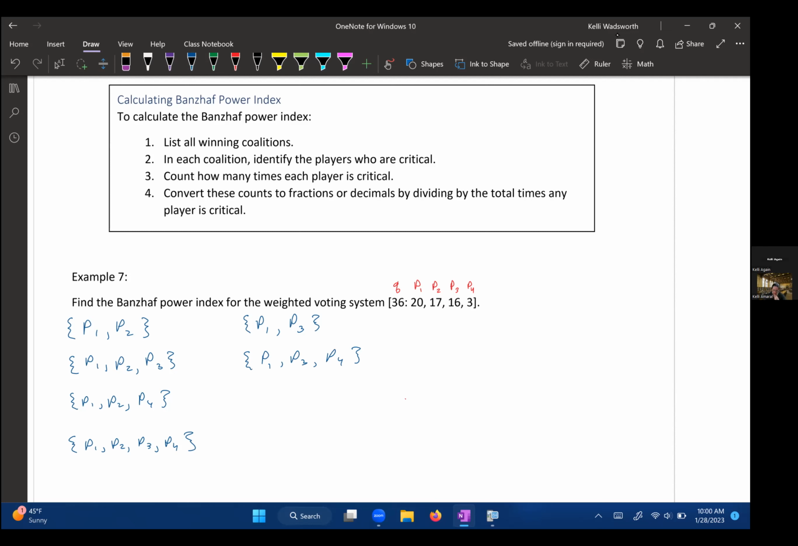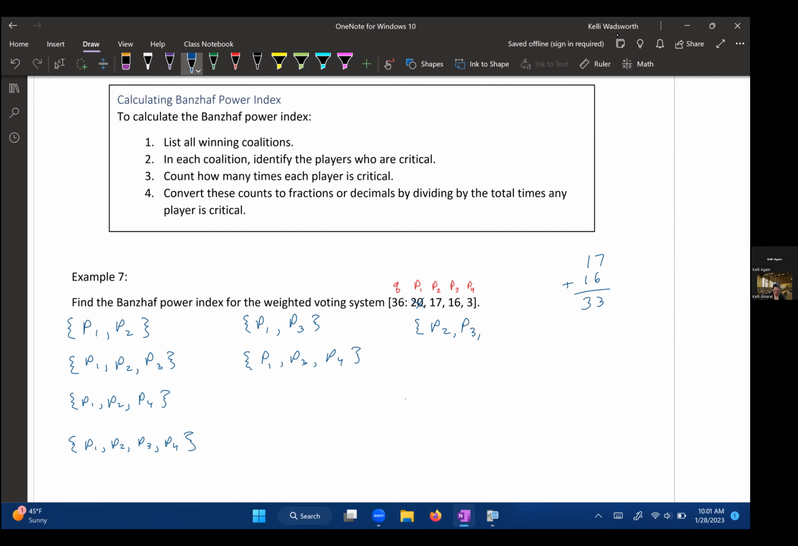Now, what if we ignore player 1 for a minute and get player 2 in there? Let's ignore player 1. Are there any winning coalitions that have player 2 but don't have player 1? Let's see. Player 2 has 17 votes and player 3 has 16. What does that add up to? 17 plus 16 is 33. Okay, so player 2 and player 3 alone do not have a winning coalition.